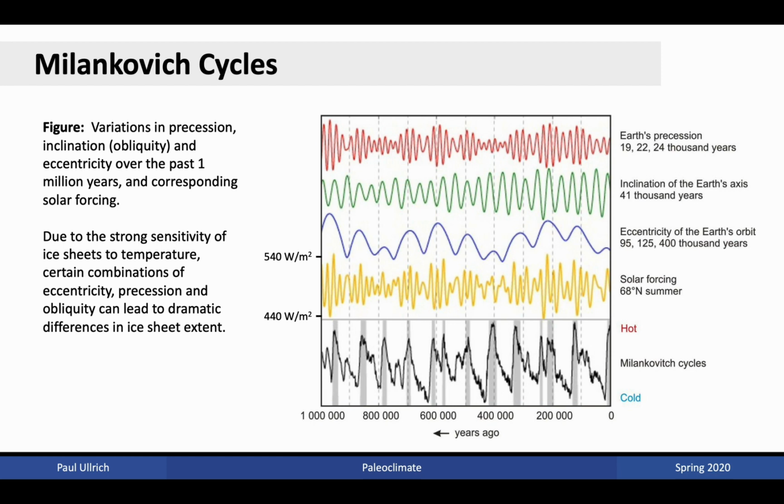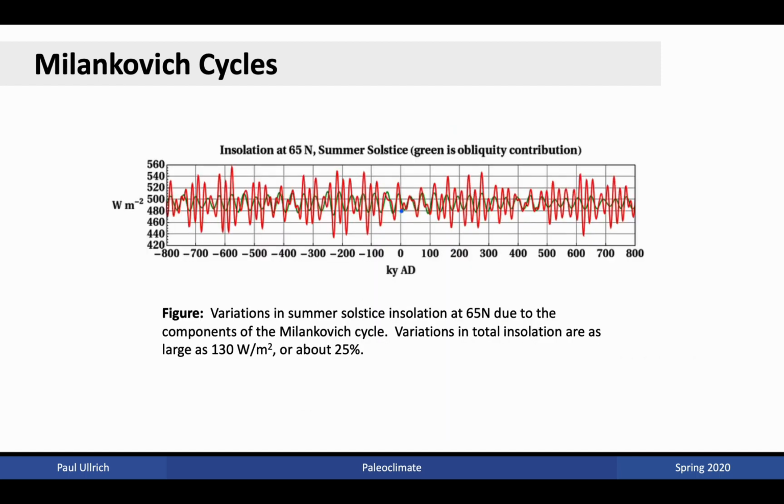The solar forcing that is experienced at 68 degrees north in the summertime can vary between 440 watts per meter squared to 540 watts per meter squared depending on the orbital parameters of the planet. The resulting variations, then, are responsible for driving the Earth towards warm or cold climate states. Here we see the Milankovitch cycles of the Earth imposed with the obliquity contribution in green. Although there is substantial variation, there is a regular period associated with these cycles.